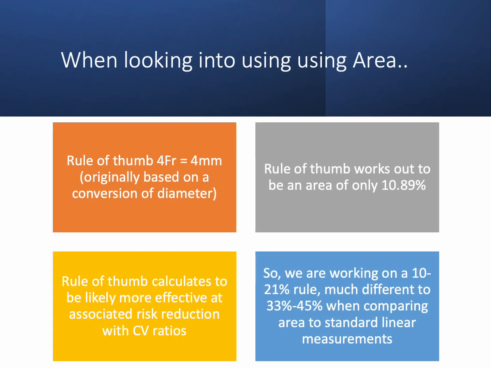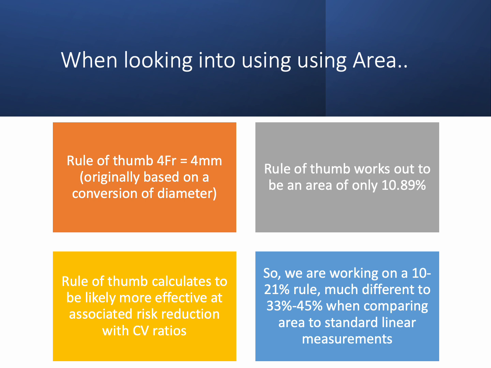If we look a little bit closer into using area as a unit of measurement, we have to focus on what we have done in the past. The rule of thumb was a common unit of measurement, although it had never been verified through clinical research, that a 4 French catheter should be placed in a vessel no smaller than 4 millimeters in diameter. Now, this is the 1/3, 2/3 catheter vessel ratio that many people have talked about over the years. The rule of thumb works out to be about 10.89%, or just under 11%, when we convert it to area.